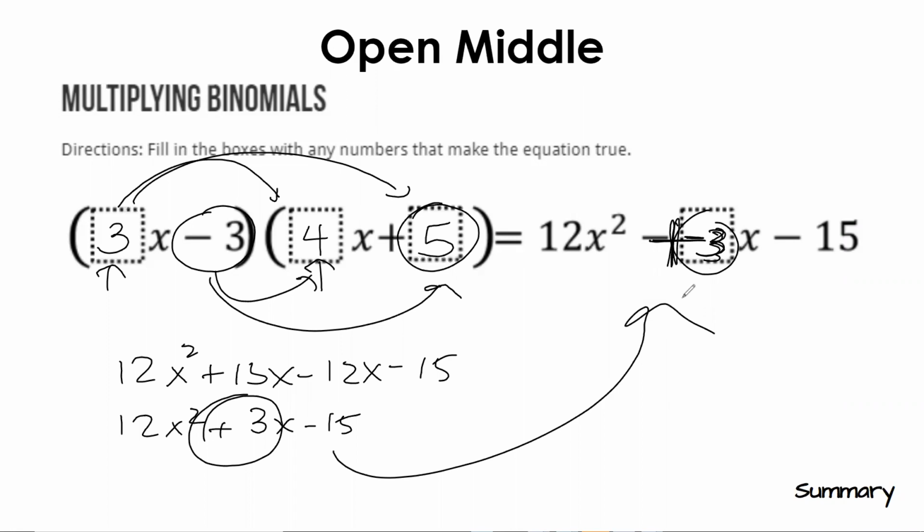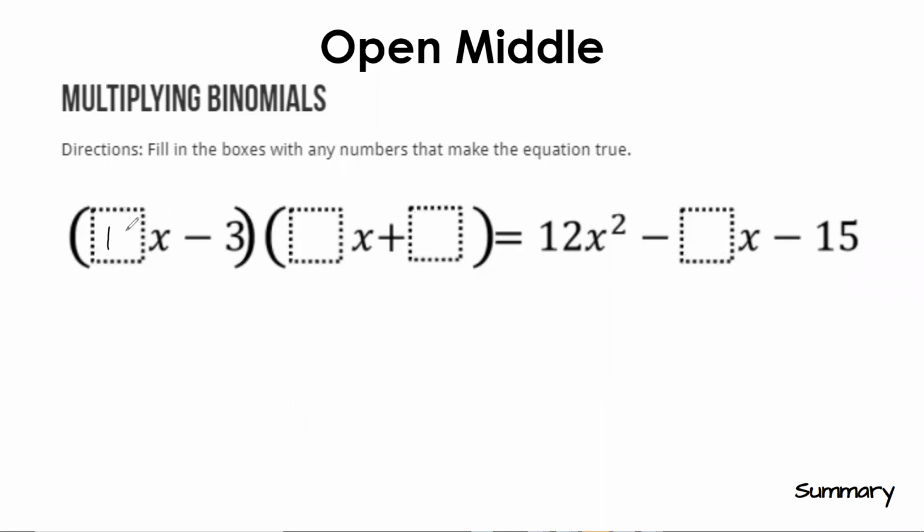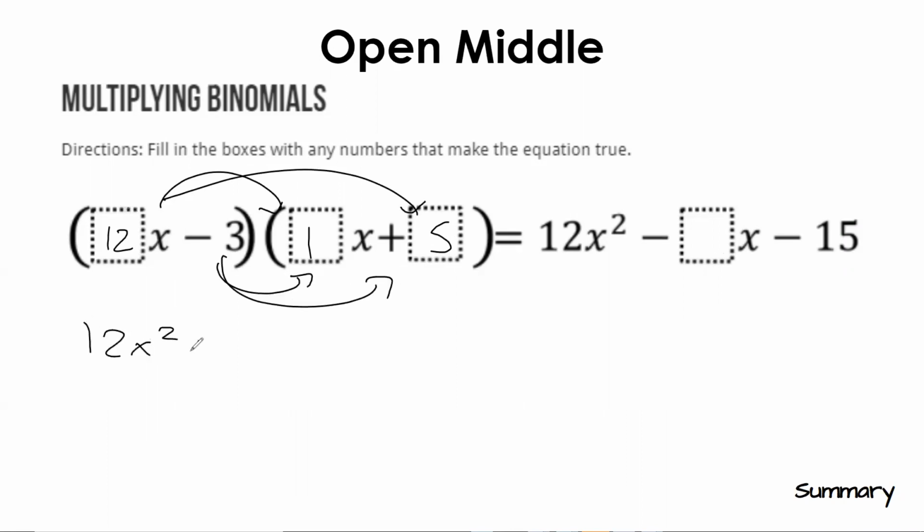Now, if that didn't work, what numbers could we change this to in order to multiply them together to get 12? 12 and 1. Okay, so let's try that. If we put 12 here and 1 here, this was 5, right? Okay, when we distributed, we would get 12x squared plus 60x. So the 1 would be the x. 1 would be here. Okay, so she put 1 here, 12 here.